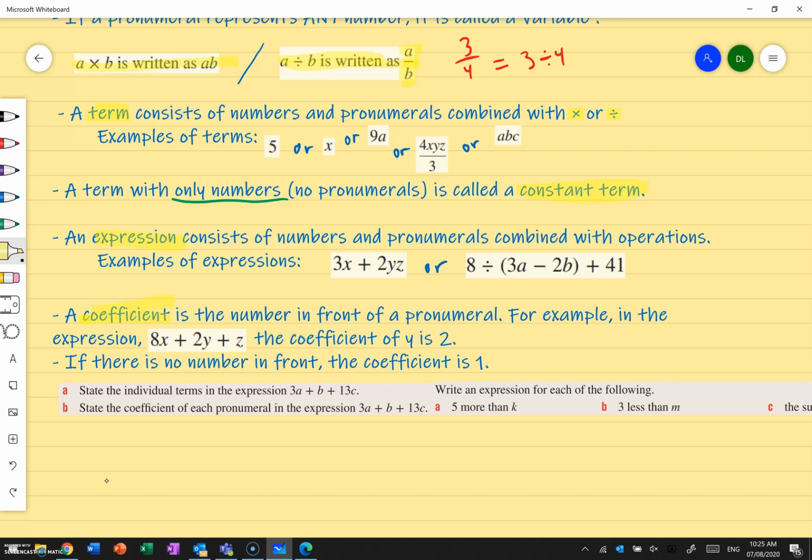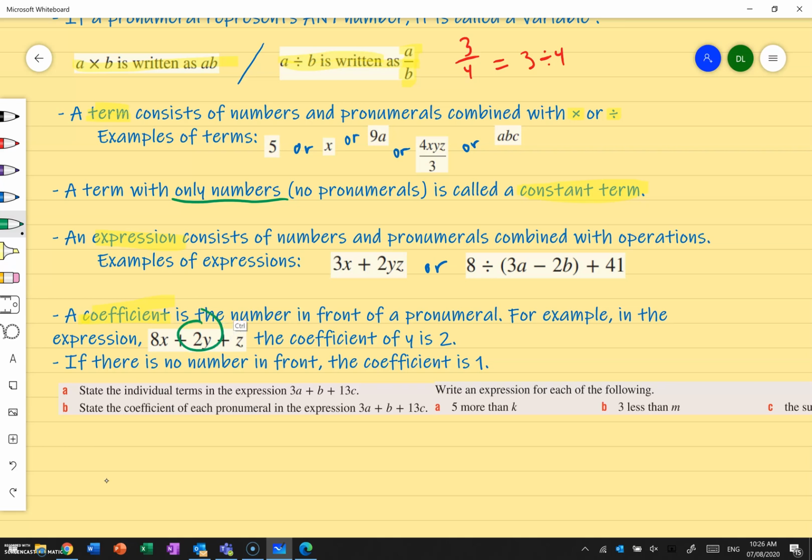Okay, so we looked at terms, constant terms, expressions. Now we're looking at coefficients. So a coefficient is the number in front of a pronumeral. So for example, in the expression of 8x²y plus z, if I was to choose this term over here, the coefficient of y is 2.